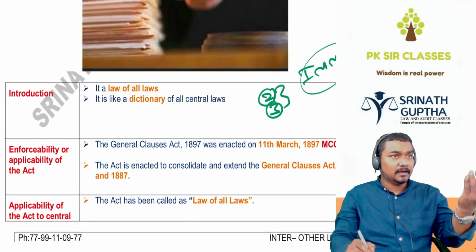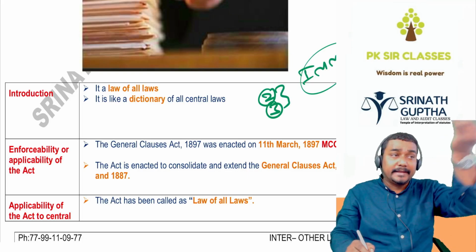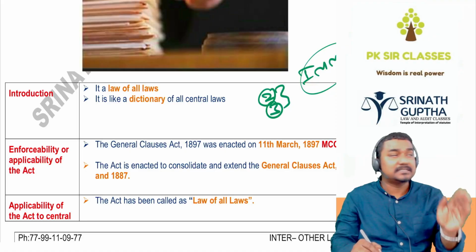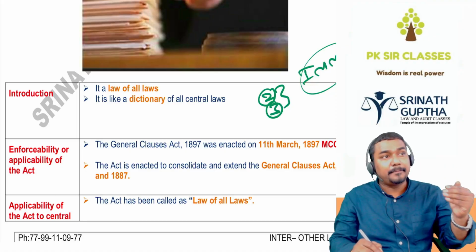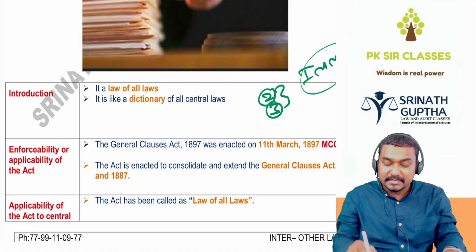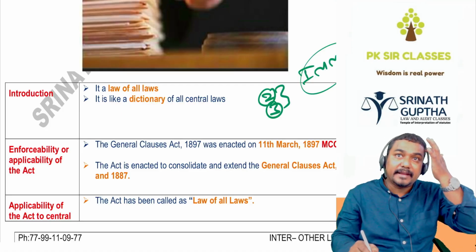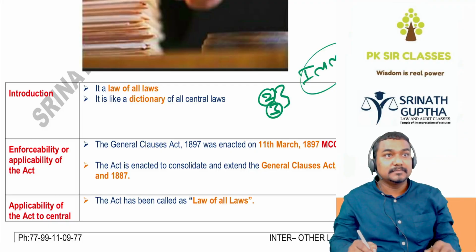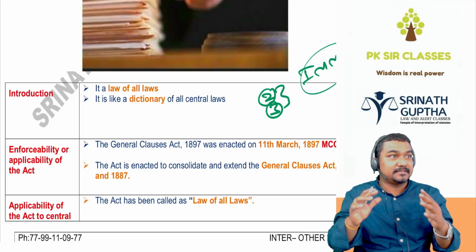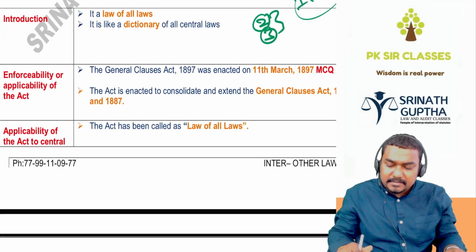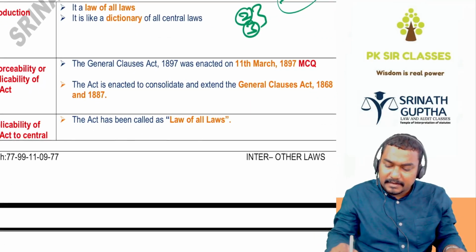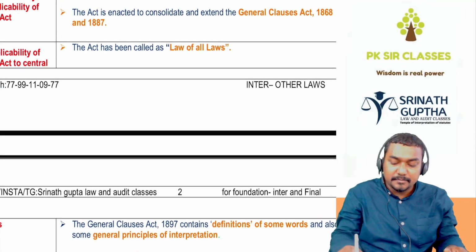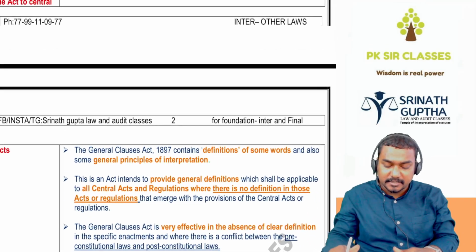This law is useful to interpret other laws, and it is said to be the dictionary of the other laws because it contains the meaning of a few words which can be applied to any act. Whenever we need the meaning of a word, we will refer to this act. This act came into force on 11th March 1897. There is a chance of an MCQ on this, beta.